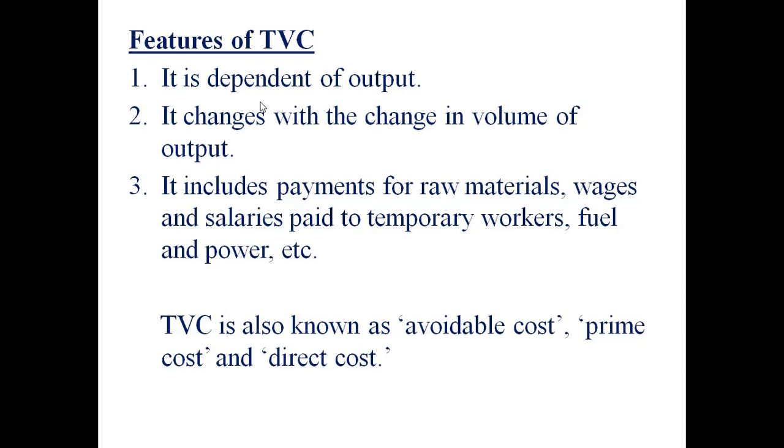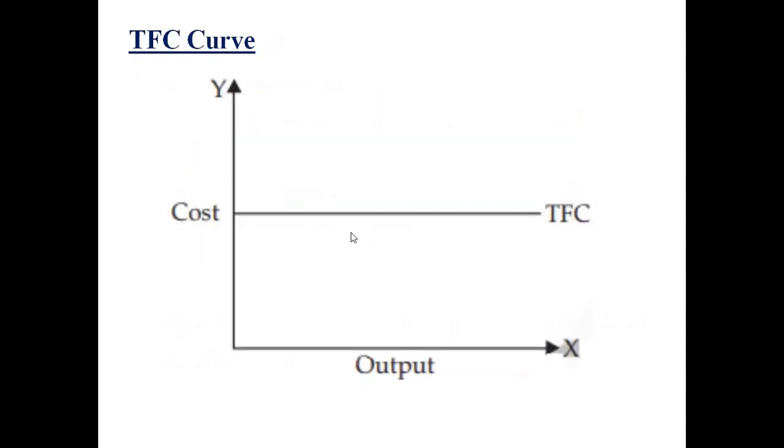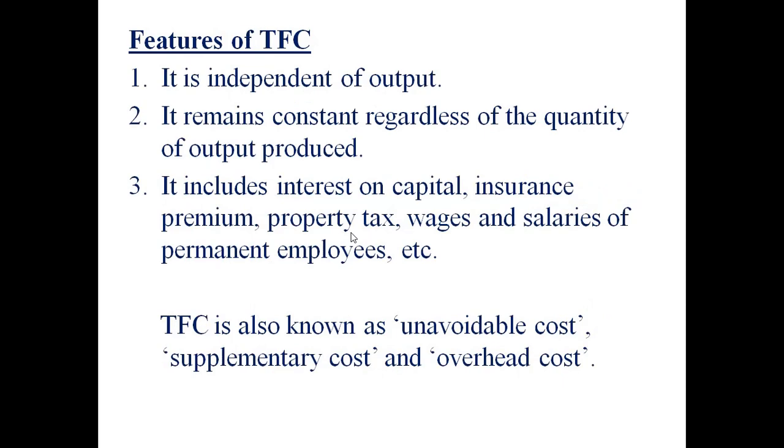Now it includes payments for raw materials, wages and salaries paid to temporary workers, fuel and power, and other items, that is consumables. I hope you know what consumables are now. So we can say that when the level of output is increasing, TVC is increasing in nature, and when the level of output is decreasing, TVC is decreasing. So that's it. You just have to keep this in mind. Whereas TFC doesn't change with change in output.